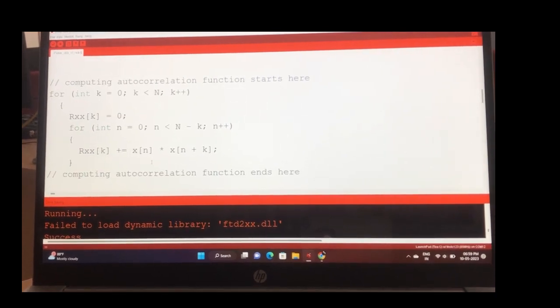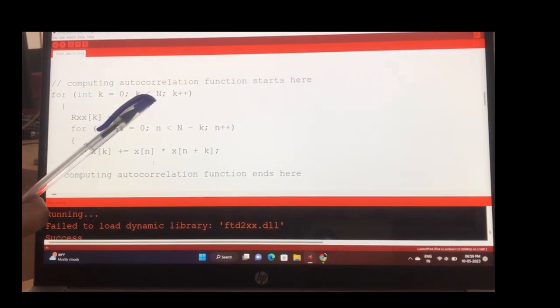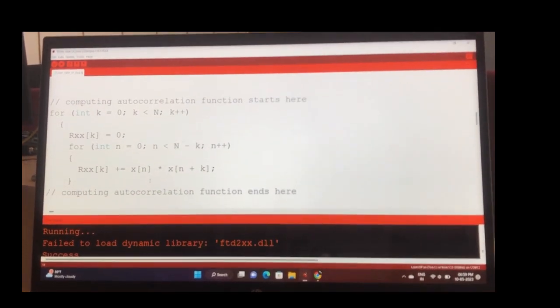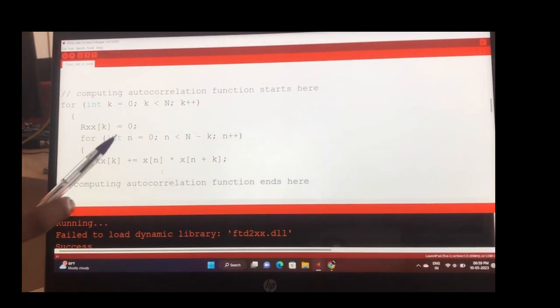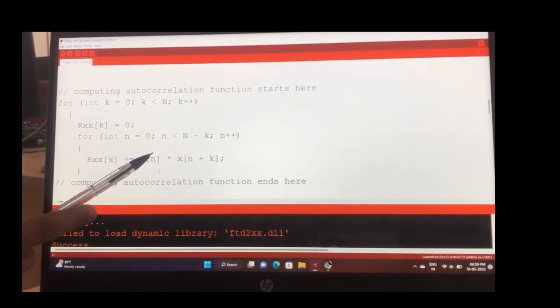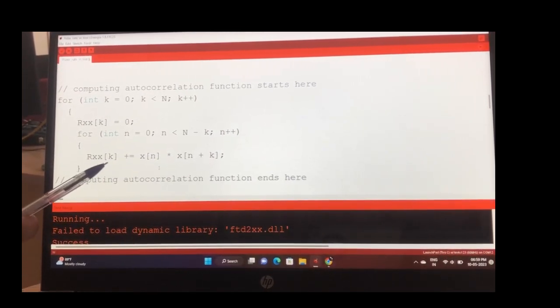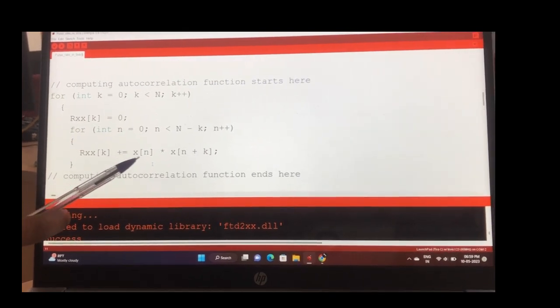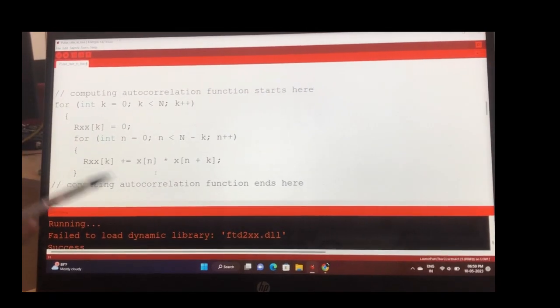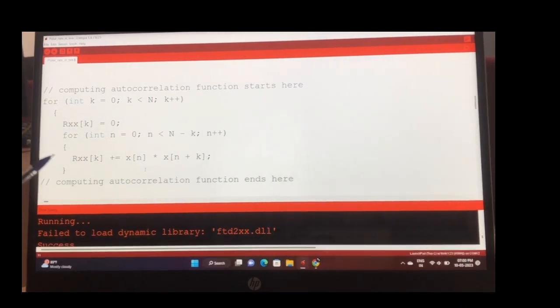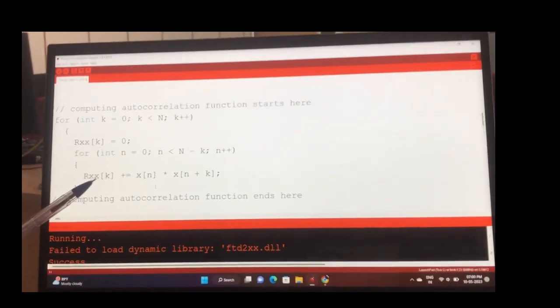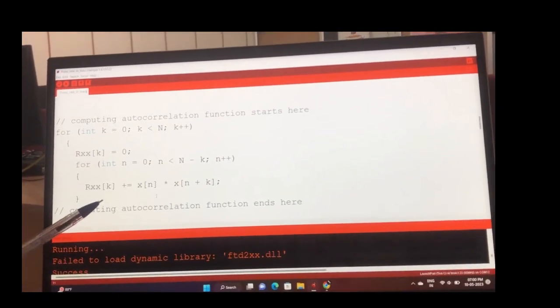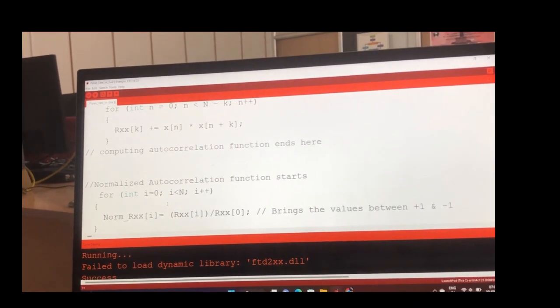So how to find the autocorrelation function? For the 1000 samples you have to find out the autocorrelation function. We create a for loop for integer n equal to 0, n less than N minus k, n plus plus, with autocorrelation function Rxx of k plus equal to x of n into x of n plus k. This for loop helps us find the autocorrelation function, and plotting this Rxx of k will give us the plot waveform like what we have seen in the notebook. And then after that, normalizing.